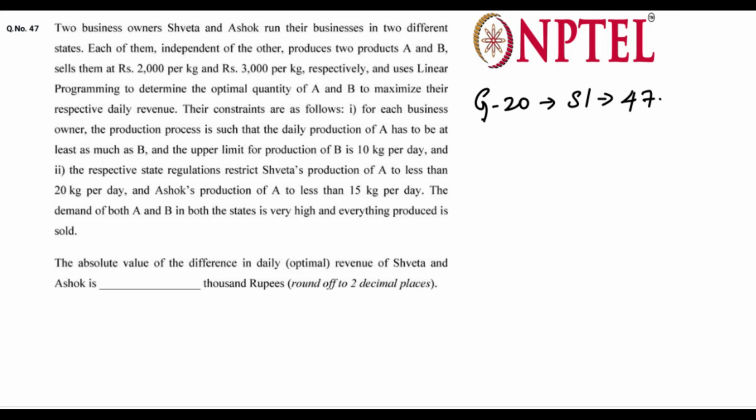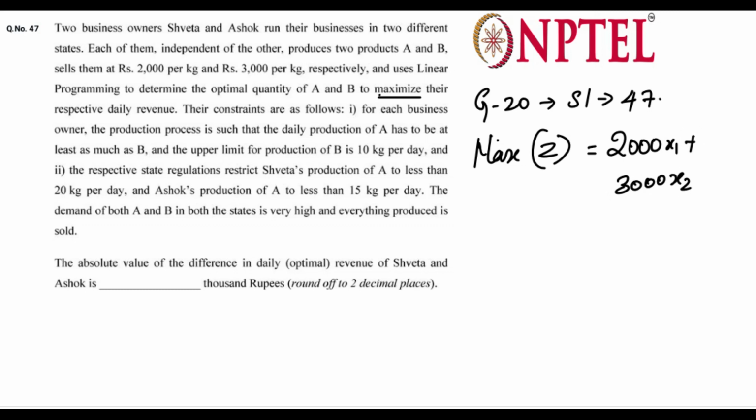So this is actually an LPP problem, and whatever deals with the money, whatever deals with the profit, will be here. This is related to profit, and the profit uses linear programming to determine the optimal quantity of A and B to maximize their profit. So whatever is money-related, we'll put inside Z to maximize the profit Z, which is 2000 of product A, let's say x1, plus 3000 of product B, which is x2. Okay, so this is done.